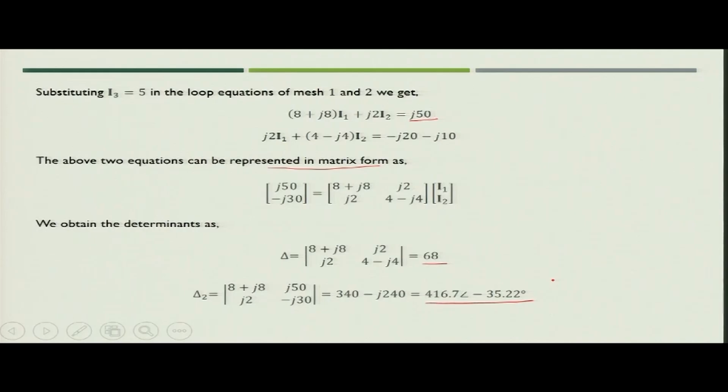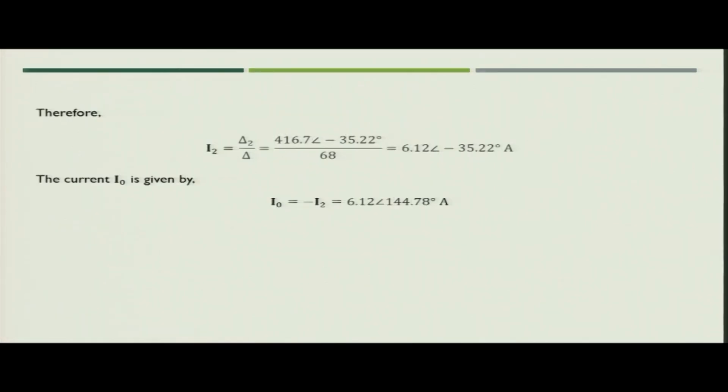Now, let us try to find out the value of current I2. So, I2 will be equal to delta 2 divided by delta. Now, put the value of delta 2 as 416.7 angle minus 35.22 degree divided by delta, which is 68. You get the value of current I2 as 6.12 angle minus 35.22 degree ampere.